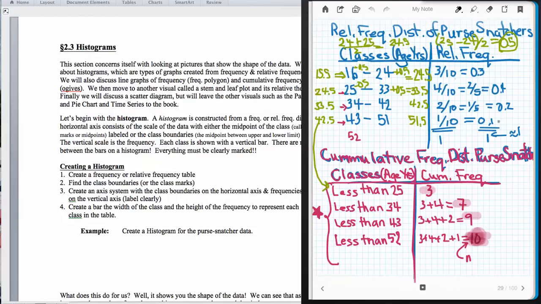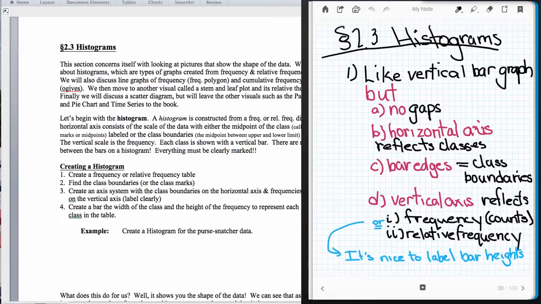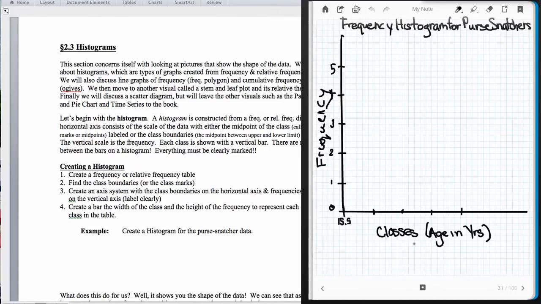Now, if you're doing a relative frequency histogram, we would put in the decimals here instead of the actual counts. But as I said, I'm more fond of doing just a regular frequency histogram rather than the relative frequency histogram. So I've set up here our frequency histogram of purse snatchers, and notice I've labeled the entire graph. My vertical axis is going to represent my frequencies, and I put in 0 as where we're starting, and then 1, 2, 3, 4, and 5.